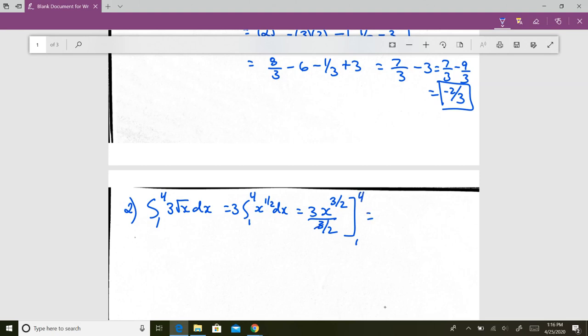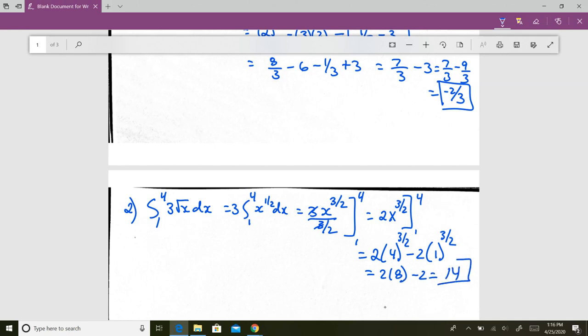Okay, well, that and that go away. The 2 flips up, so really I'm getting 2x to the 3/2 evaluated from 1 to 4. So it's 2 times 4 to the 3/2 minus 2 times 1 to the 3/2. 4 to the power of a half means square root. Square root of 4 is 2. Cube it, get 8. 8 times 2, so that's 16 minus 2, which is 14.